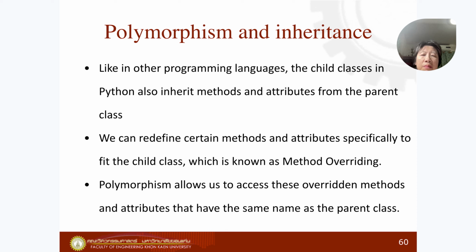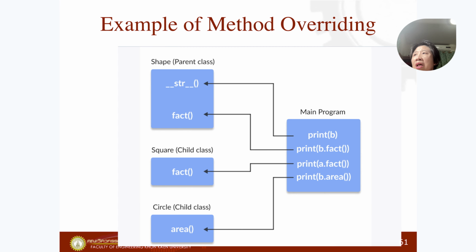Like in other programming languages, the child class in Python also inherits methods and attributes from the parent class. We can redefine certain methods and attributes specifically to fit the child class, which is known as method overriding. Polymorphism allows us to access overridden methods and attributes that have the same name as the parent class.